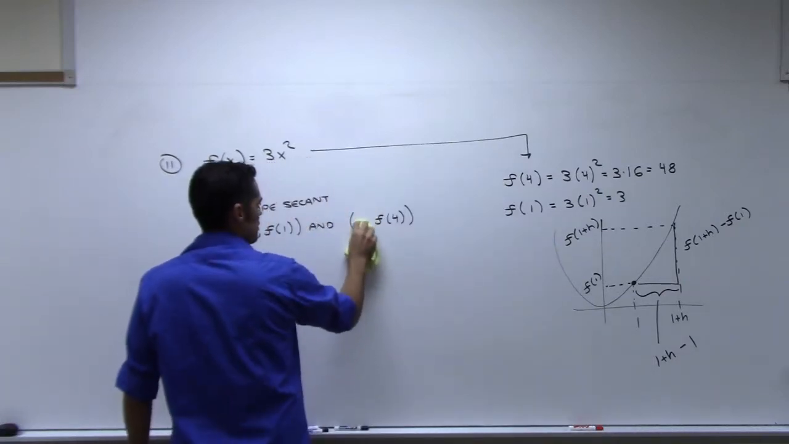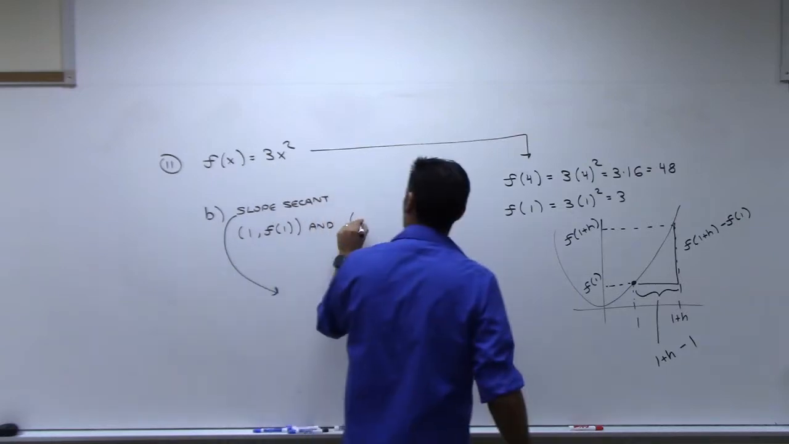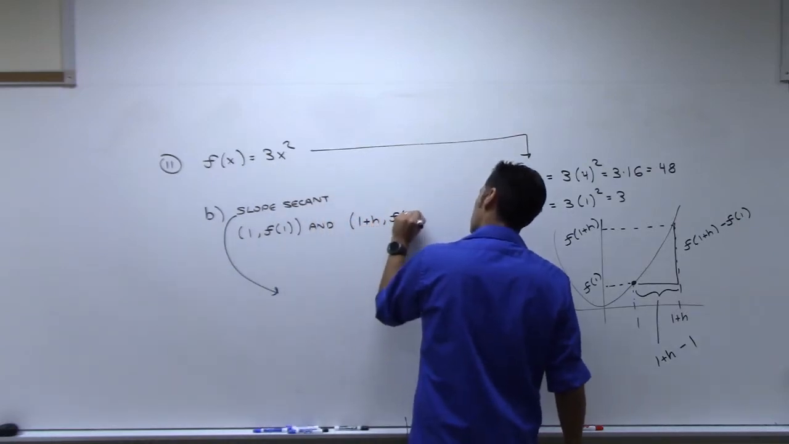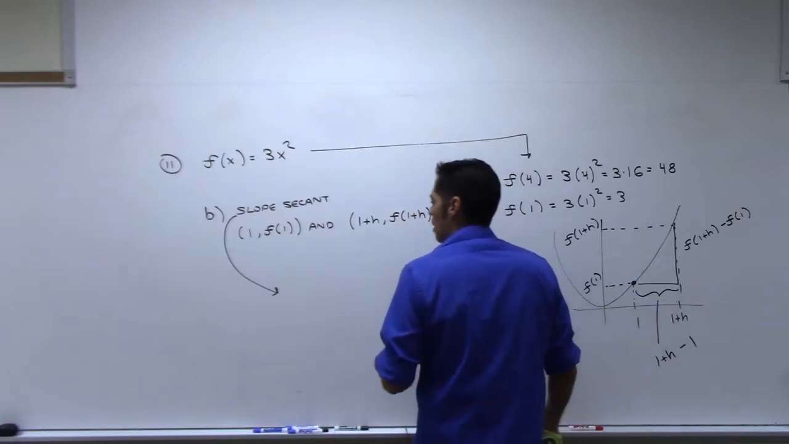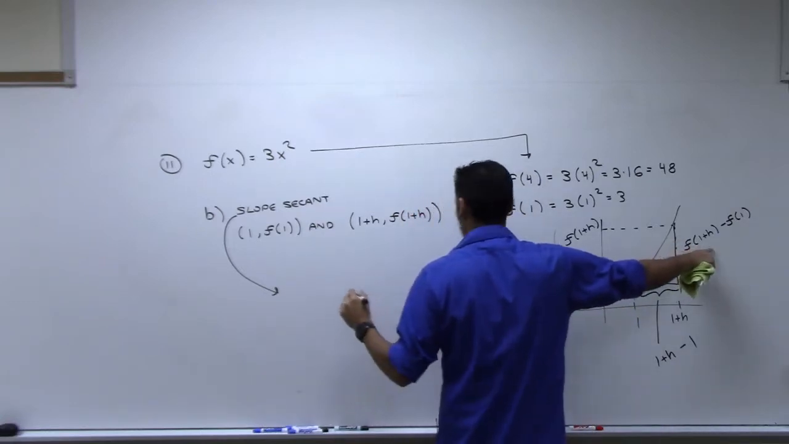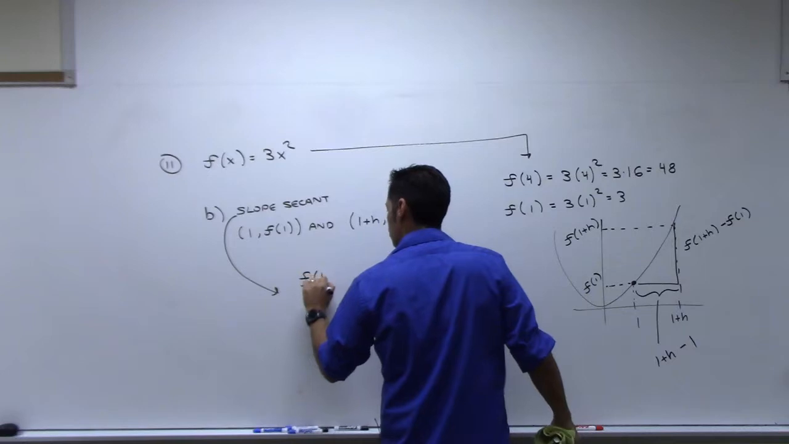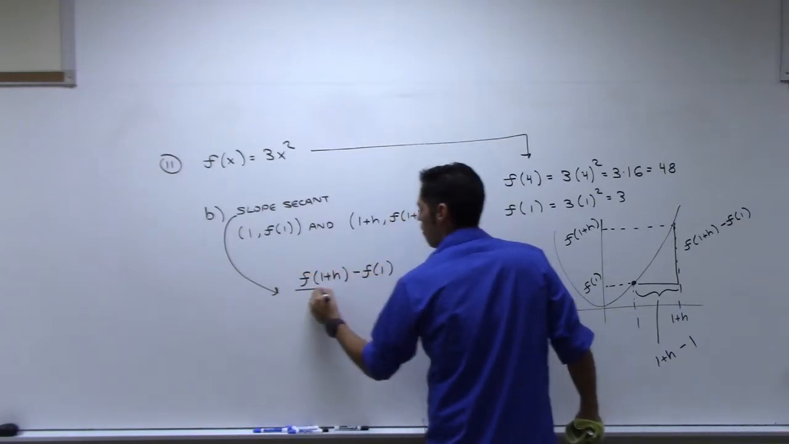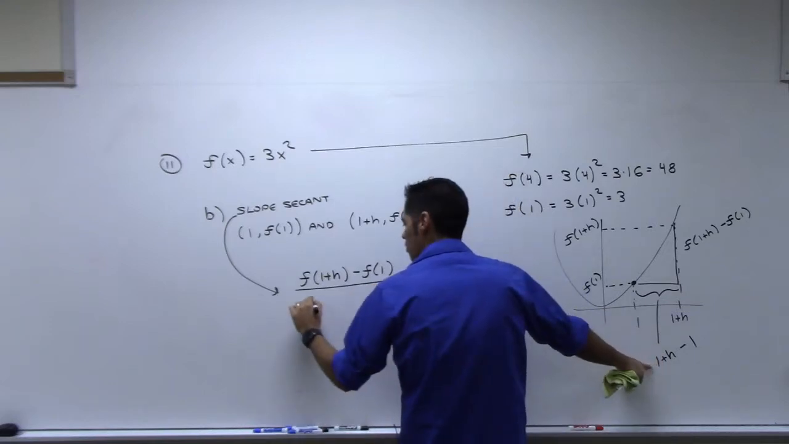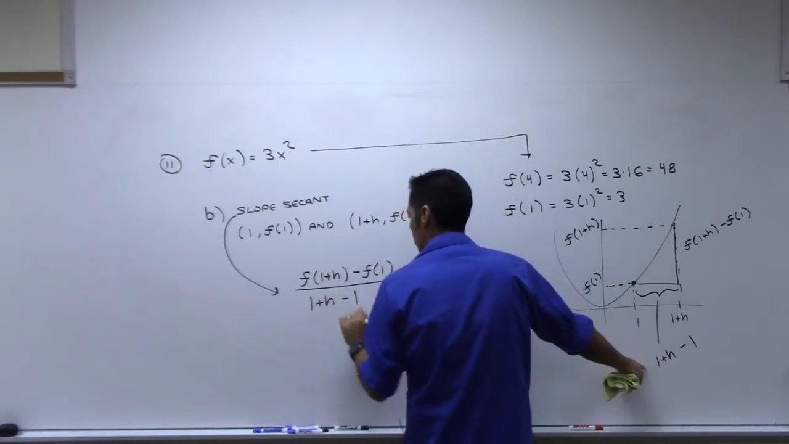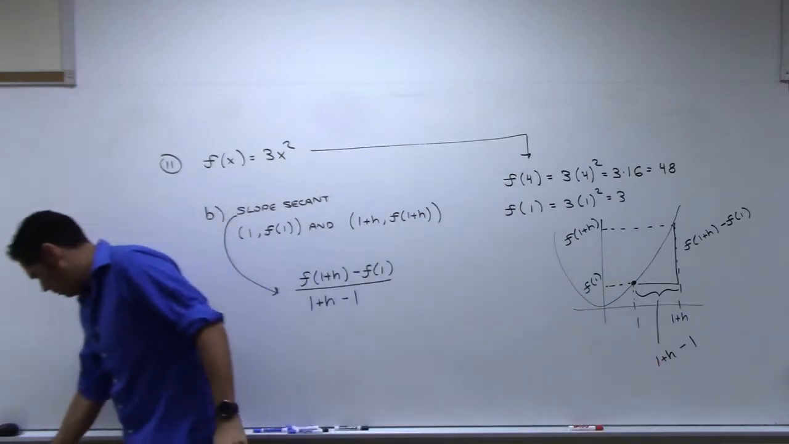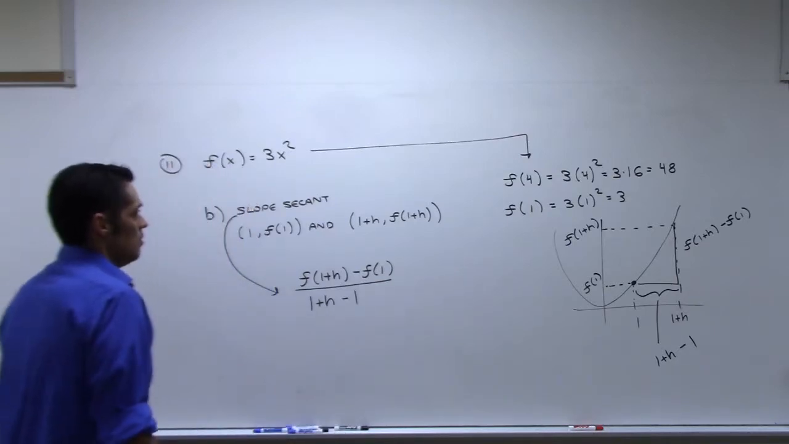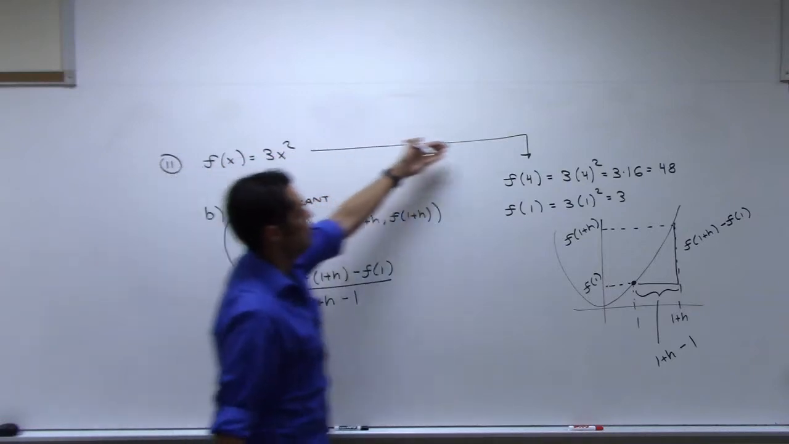So let me change this. This was 1 plus h, f of 1 plus h. And so I'm going to take my rise, which is f of 1 plus h minus f of 1, over the run, which was 1 plus h minus 1. Let me just make sure I'm doing what they wanted. Yes, okay. So now, just like we did before, we need to plug things into our function and figure out what they are.